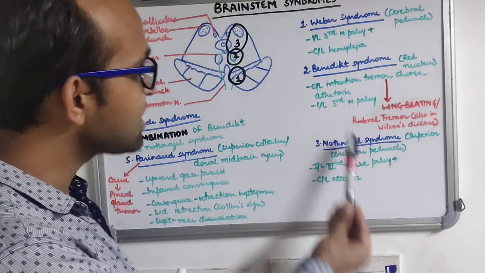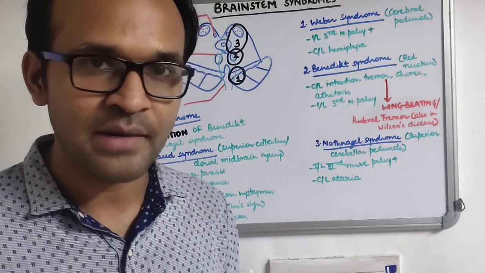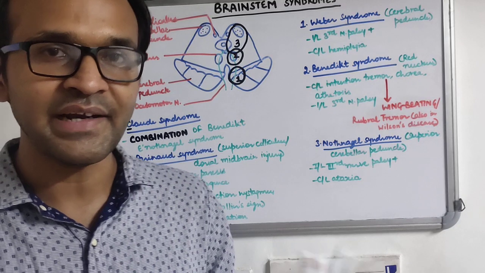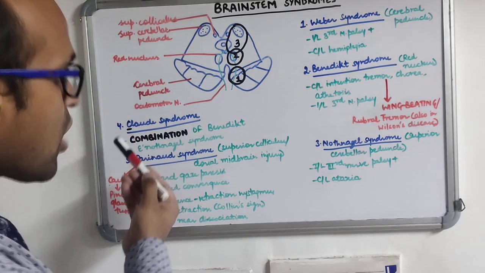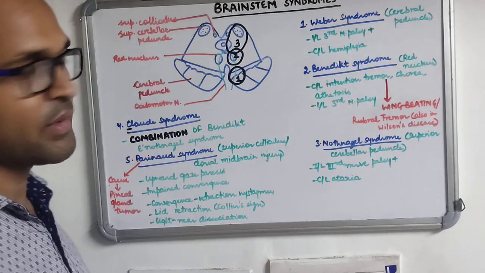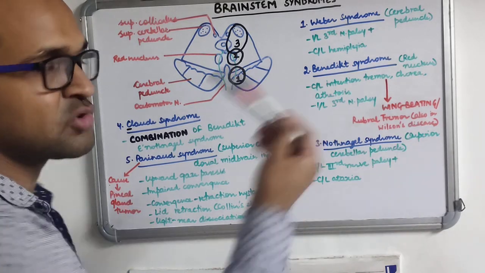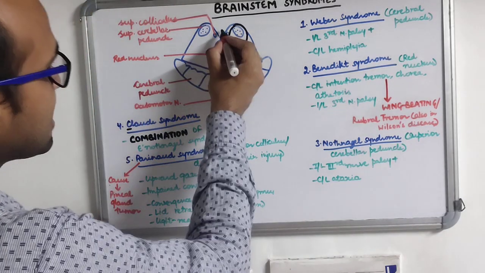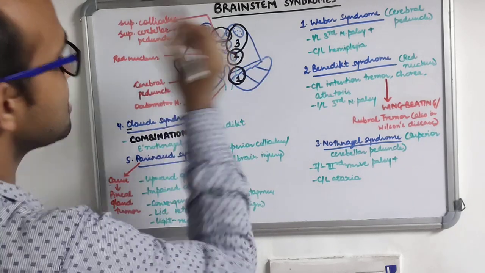palsy. Nothnagel syndrome when there is an injury to superior cerebellar peduncle. So there occurs ipsilateral third nerve palsy and contralateral ataxia. Claude is a combination of Benedict and Nothnagel syndrome because there is an injury to both red nucleus and superior cerebellar peduncle. And Parinaud syndrome occurs when there is an injury in the dorsal midbrain region.